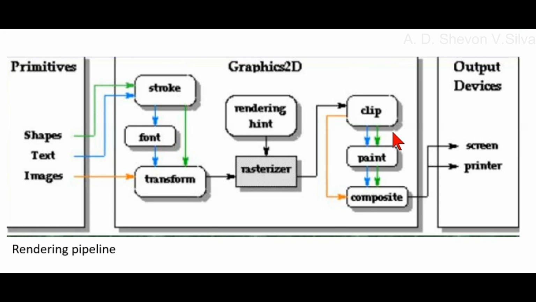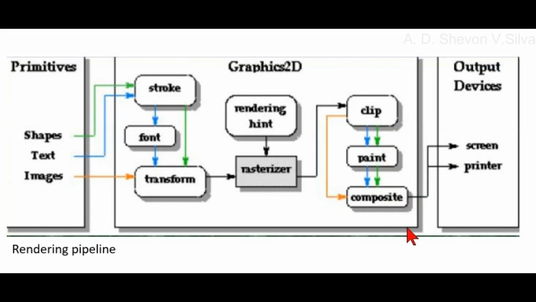Here you can see primitives, Graphics2D and output devices. Here you can see a shape is connected to stroke. Stroke is connected to transform. Transform is connected to rasterizer. Rendering hint is connected to rasterizer, and rasterizer is connected to clip. Clip is connected to paint, and paint is connected to composite. Composite is connected to screen and printer.